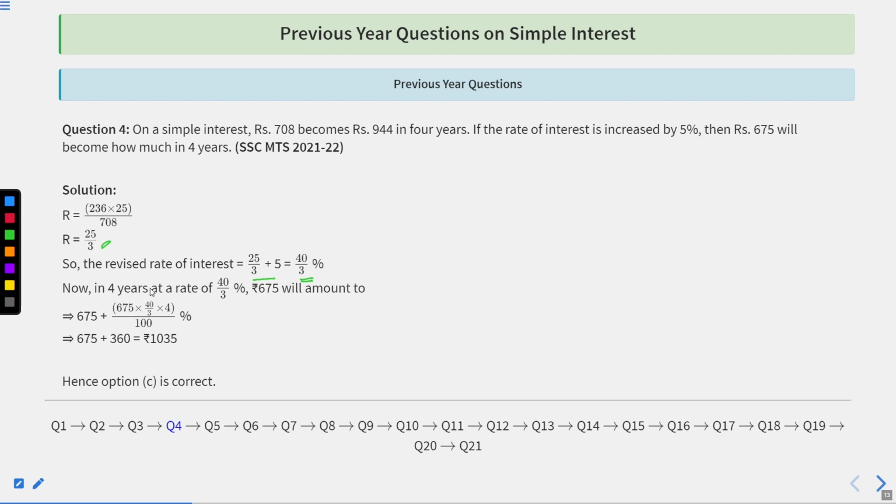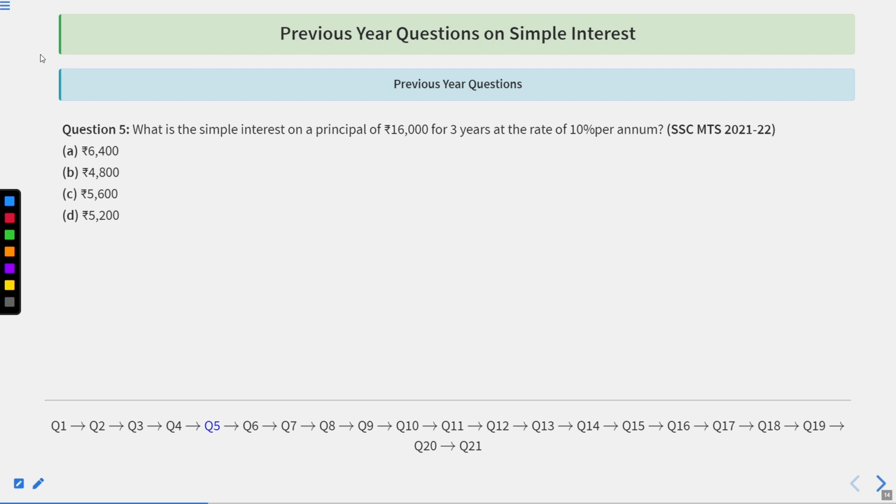So now in 4 years, at a rate of 40 by 3%, 675 rupees will amount to 675 plus 675 into rate into time upon 100. It is equal to 675 plus 360, which is 1,035 rupees. So the option correct here is option C.